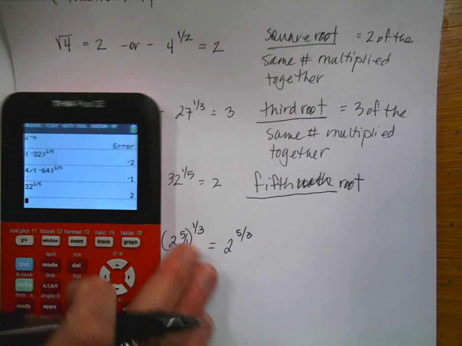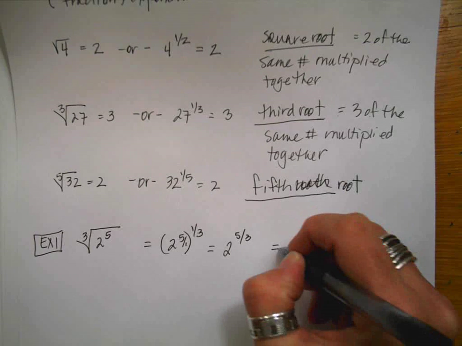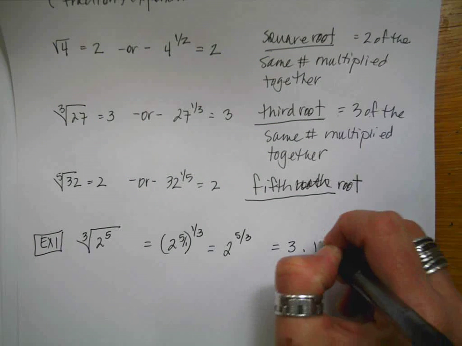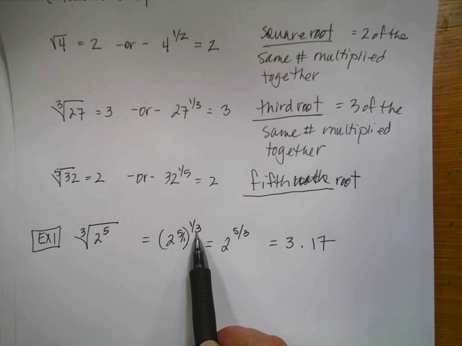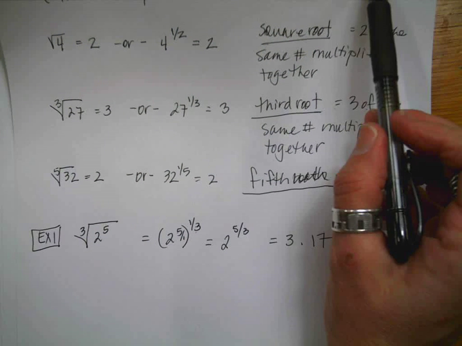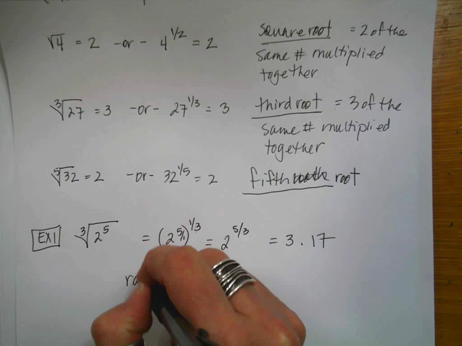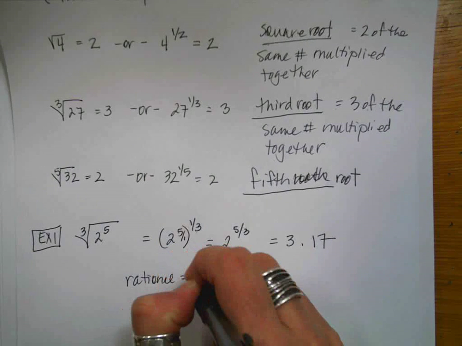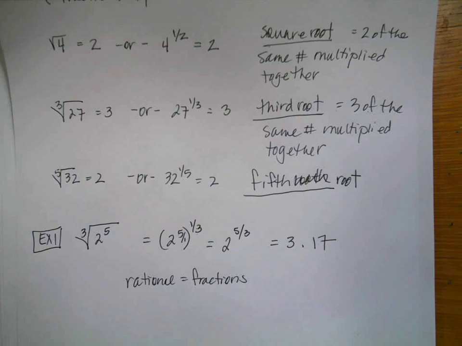And then if I do that in my handy-dandy grapher, I'm going to do 2 raised to the 5 divided by 3. And then when I get my answer, and remember that we write our answers to the second decimal place, so 3.17, okay? Fractional exponents, right, are called rational. You can't see it, but it's at the top of your notes, rational exponents. So remember that rational is equal to fraction. So we use those two words synonymously.